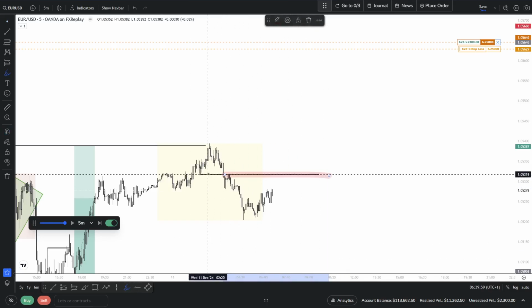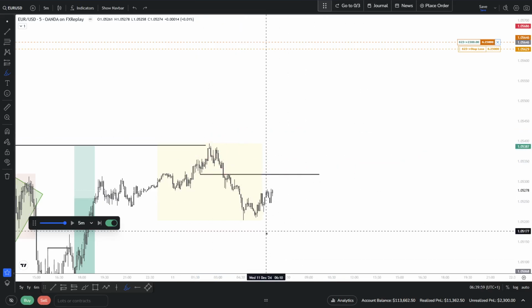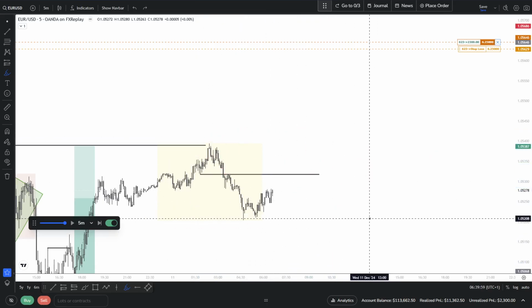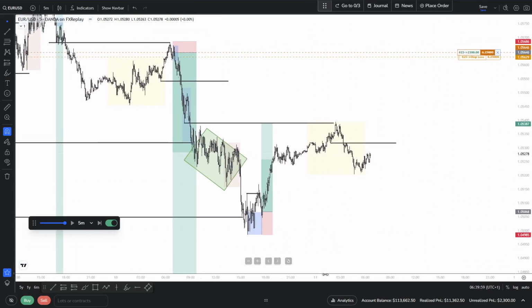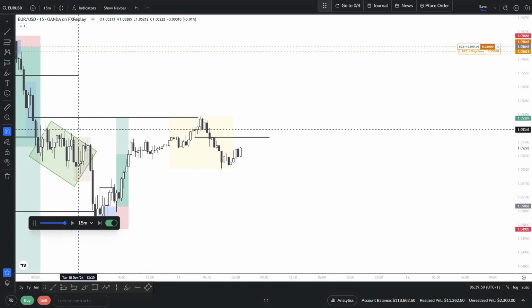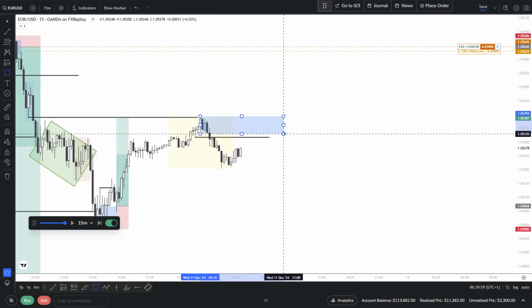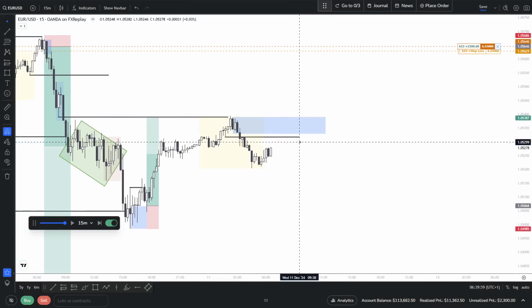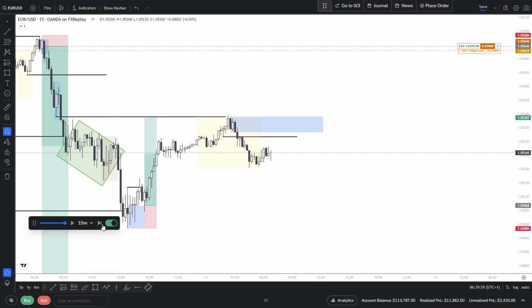I expect price to come back to this mitigation inducement that was formed during Asia, and then we go for that buy. And if I look on M15, okay, there we go. So a nice level of mitigation zone as well, right? So this is what I expect price to do, but let's just play the price.